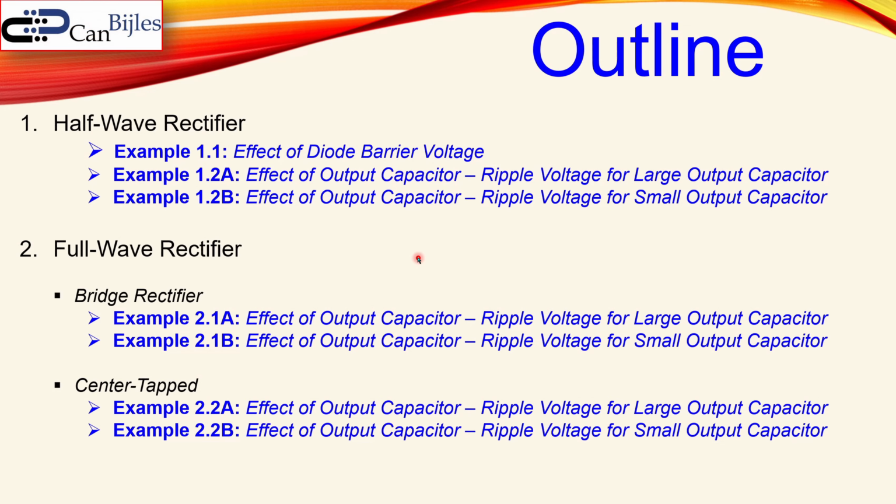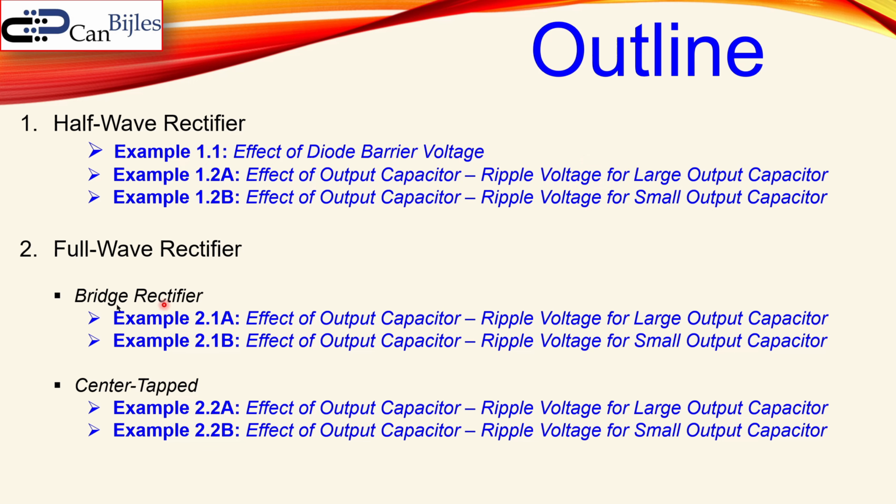So let's first discuss the outline of this video. We have the half wave rectifier. We'll discuss that and then work out three different examples: Example 1.1, example 1.2a and 1.2b. We see the effect of the barrier voltage of the diode and also the ripple voltage for a large output capacitor and for a small output capacitor.